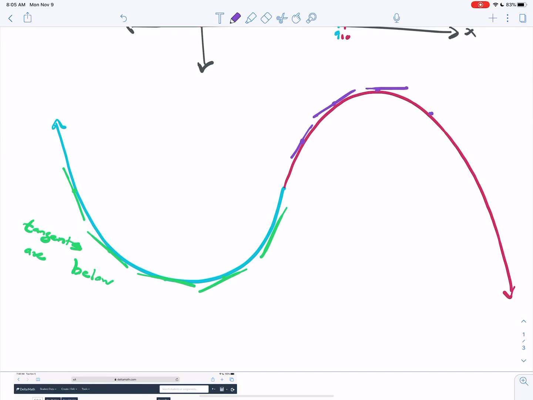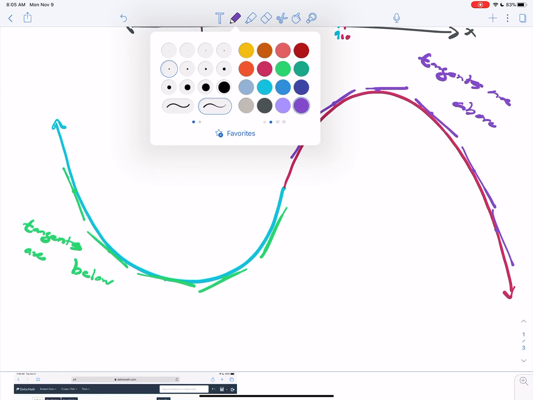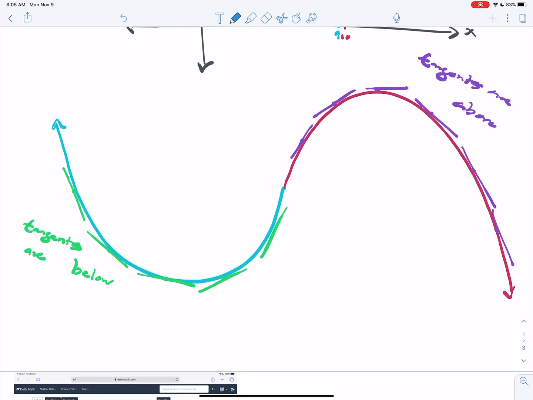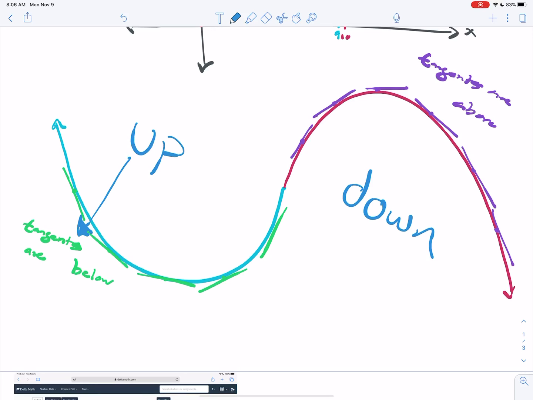Your tangent lines are above. Something to remember, okay? So tangents are above, okay? So how do you know when a tangent line is above or below a curve? It depends solely on the concavity. So I'll say it one more time. Whenever your function is concave up, your tangent lines are going to be below that curve. When your curve is concave down, your tangent lines are always going to be above the curve.